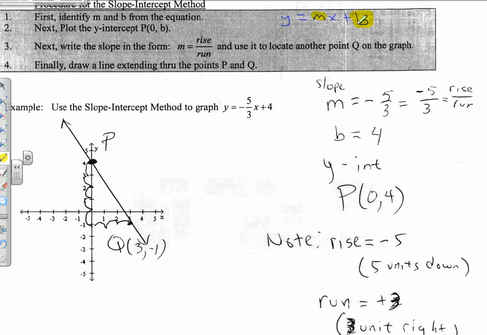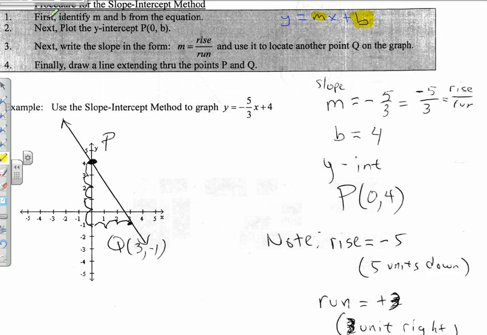In other words, that's how many units, if b is positive, above the origin the line is going to cross the y-axis at. For example, if b were equal to 7, then you expect the line to be 7 units above the origin. So let's see how the slope-intercept method works.